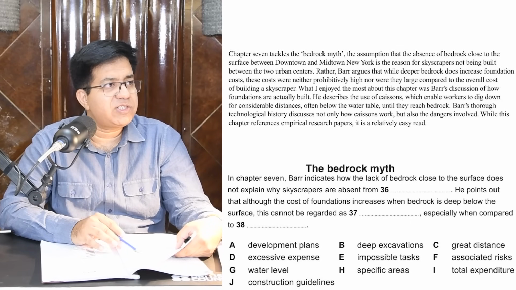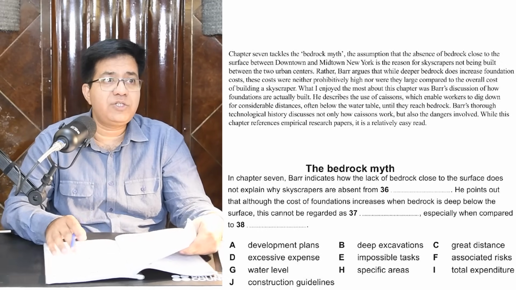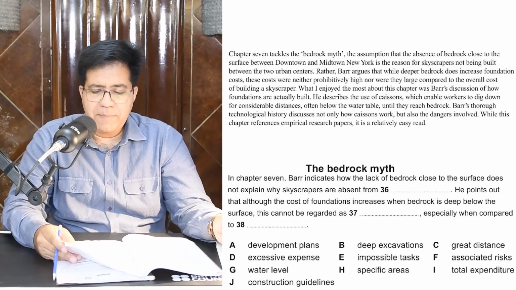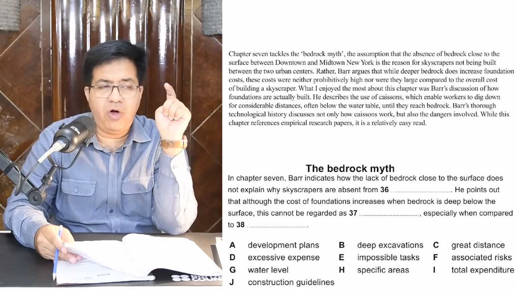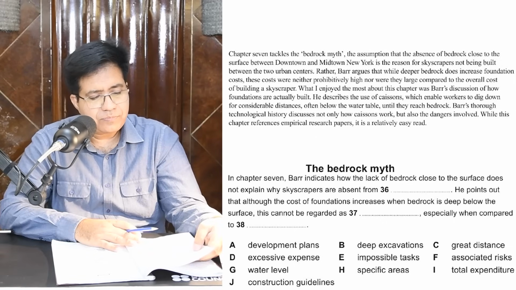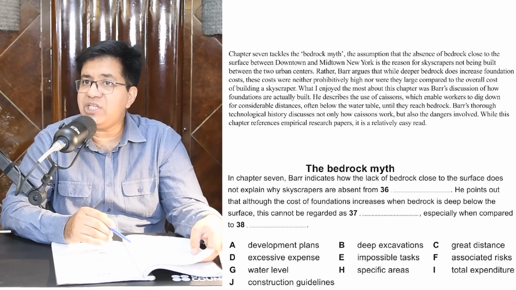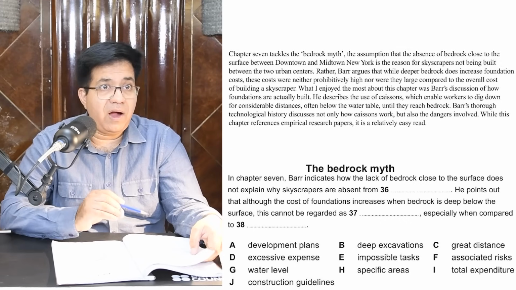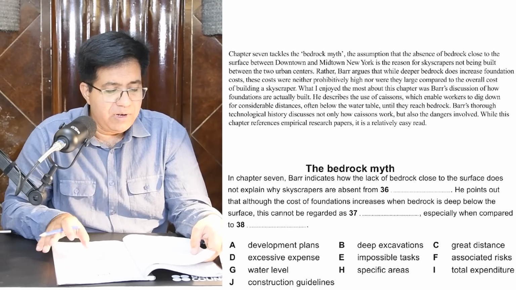And you will find the next answer in the same line. Especially when compared to dash. Well done. Compared to what? Overall cost. Now look for the synonym of overall cost. Well done. Overall cost, total expenditure. So what will be the answer? Answer is I. See, you're dealing with reading part 3, advanced level English. Okay, so don't worry, practice will make you perfect.